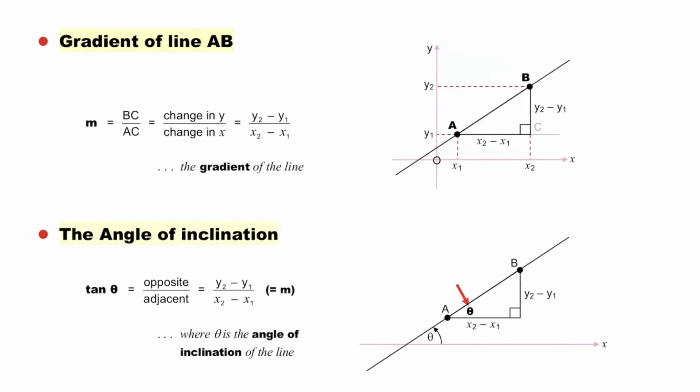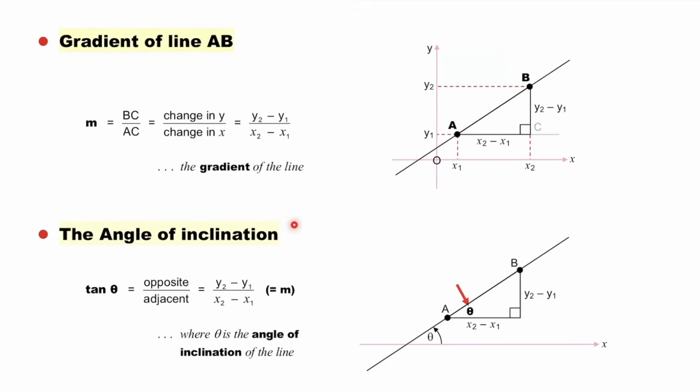Gradient plays a major role in analytical geometry, so the next formula we examine is the gradient of line AB. Using the same sketch as before, we'll consider points A and B, and the gradient is BC over AC, which is y2 minus y1 over x2 minus x1, vertical over horizontal. And this is the gradient of the line.